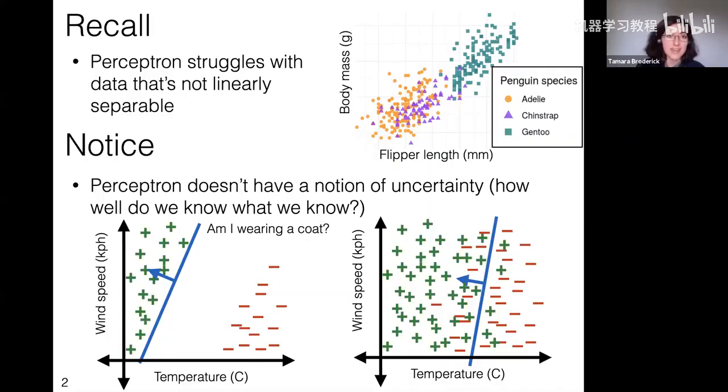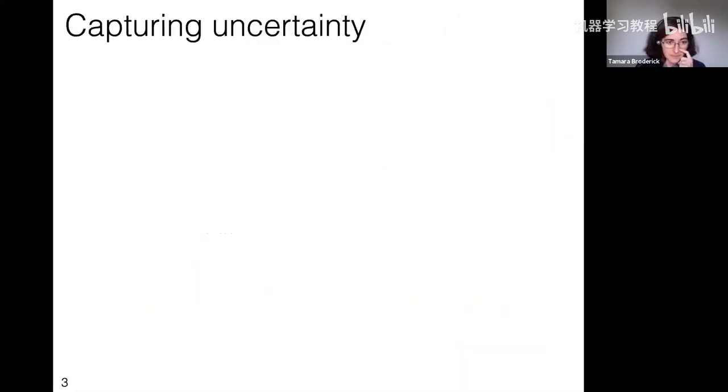We just say, hey, here's a boundary. But we don't say, well, actually, for some of this data there's a region where I'm just not really certain exactly what's going on. And I'd like to be able to capture that. Okay, so we're going to ask, how can we do that? How can we capture these different forms of uncertainty and deal with this not linearly separable data? Okay, so let's think about how we could capture uncertainty.